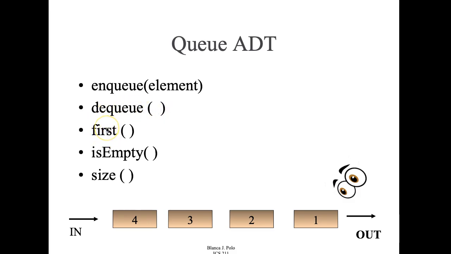First just looks at the next element, the element in the front, the element that is next to be out. isEmpty just tells us if the queue has any elements, and it's based on size, which is a count of the elements, and we keep that always updated as we enqueue or dequeue elements from the queue.